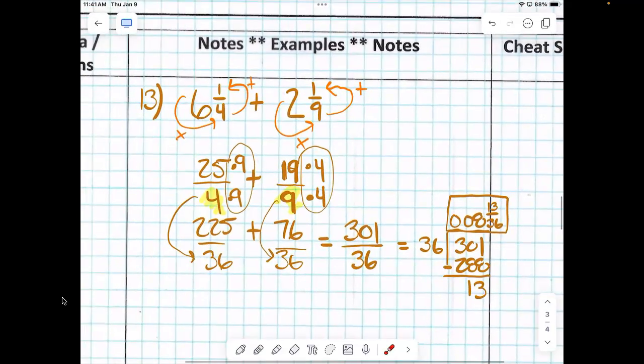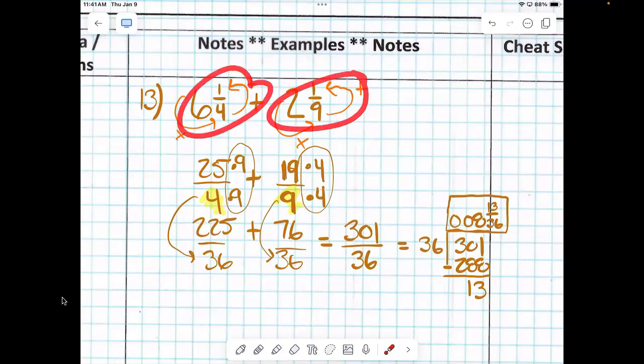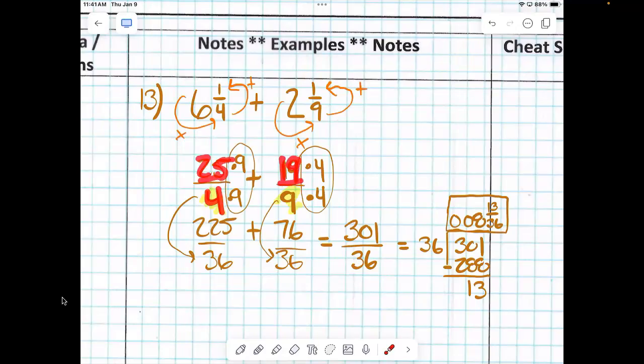Mixed number, yes or no? Yes. Can you add it together? No. What do we do again? Around the world. So now we've got 25 over 4, and we've got 19 over 9, right? Can I add those two together? No. Why? Because they don't have the same denominator.